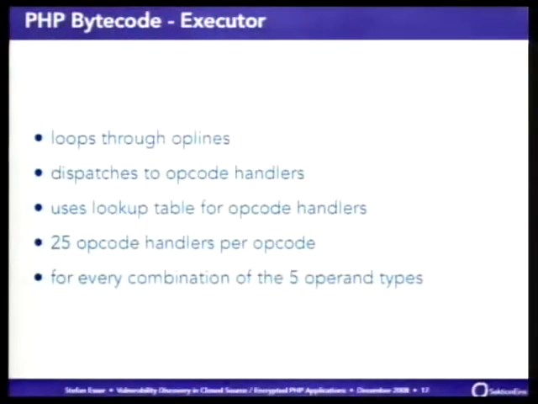Then with PHP 5, it was introduced that every opcode got its own handler function. So the executor just loops through the oplines and calls the handler. With PHP 5.1, with the introduction of the CV variables, another speed up was introduced. Now we have not 1 but 25 opcode handlers per opcode, so that PHP knows there are 2 operands, and now it knows the first one is a CV, and the second one is unused. Then it can calculate which of the 25 it needs to call.